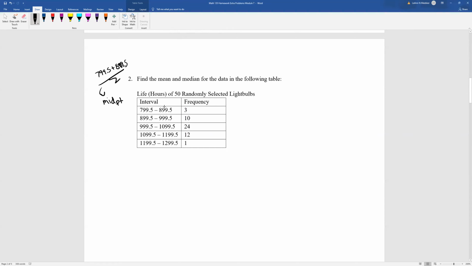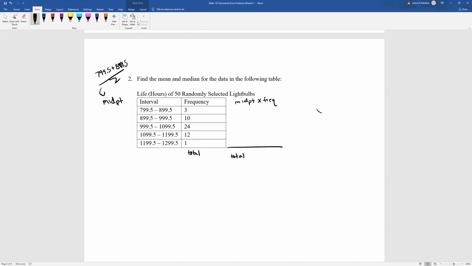So for this, I'm going to be writing down what I found the midpoint to be out here to the side for each of these. And then over here, I'm going to make another column that's going to be midpoint times frequency. We will total that column up. We'll total up our frequencies.